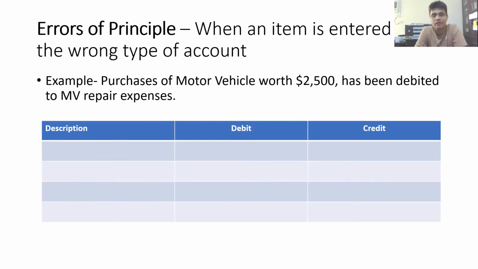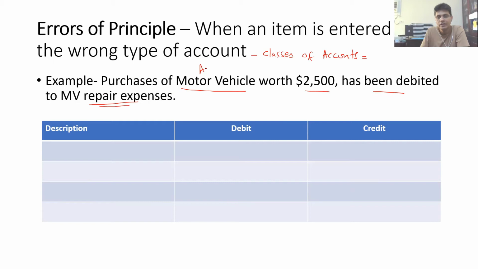Errors of principal. Okay. When an item is entered in the wrong type of account, which is known as errors of principal that I explained you. Okay, so basically we record transactions in the different classes of accounts, right? Different classes of accounts. So now here what has happened, purchases of motor vehicle worth 2,500 has been debited to motor vehicle repair expenses.